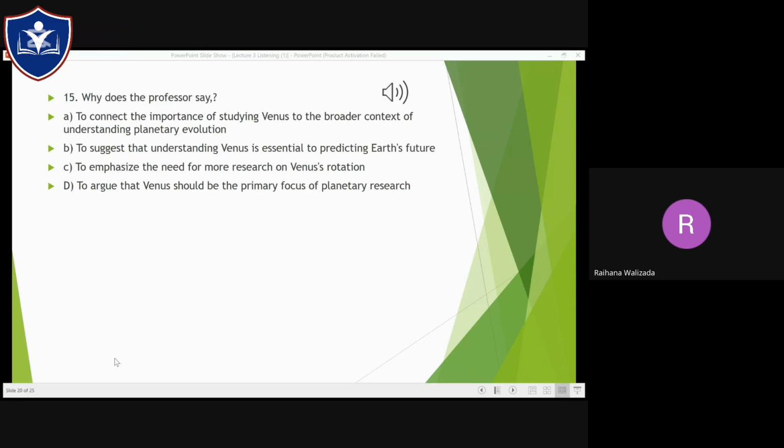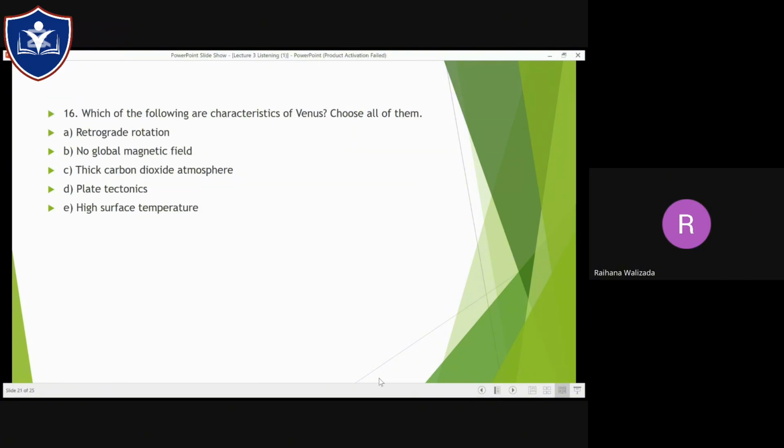Everyone thinks B is correct. And yes, that's correct. To suggest that understanding Venus is essential to predicting Earth's future. That's right. The next question, which of the following are characteristics of Venus? Choose all of them. A, retrograde rotation. B, no global magnetic field. C, thick carbon dioxide atmosphere. D, plate tectonics. E, high surface temperature.